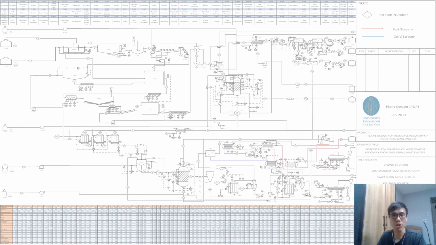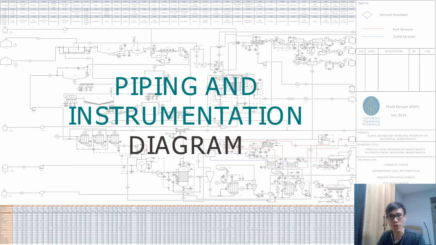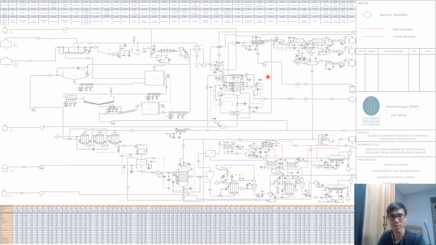Here is a snapshot of the full PNID, which can be found as well in the technical report and the drawing files. Overall, the control systems are in place to ensure a safe and healthy operation of each equipment as well as the plant as a whole. I shall now invite Jared to present on the HAZOP study.